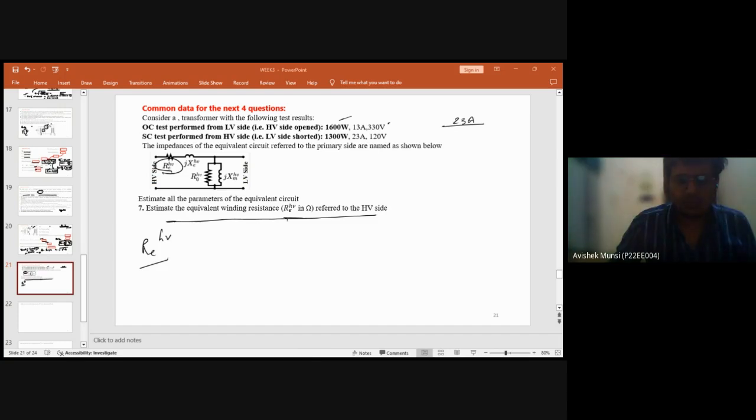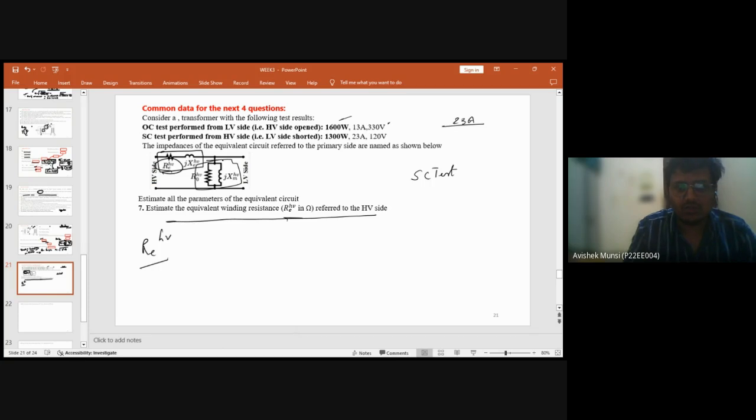So this is a very easy question. I don't know why you are taking so much time. We have to calculate Re, that is the series parameter, and we know the series parameters should be calculated from the short circuit test. From the open circuit test, we will calculate the parallel components.